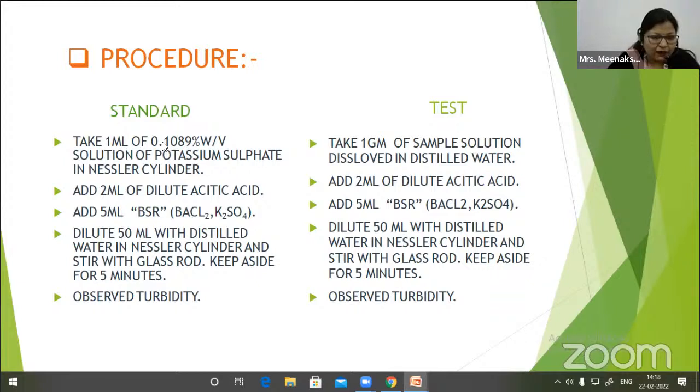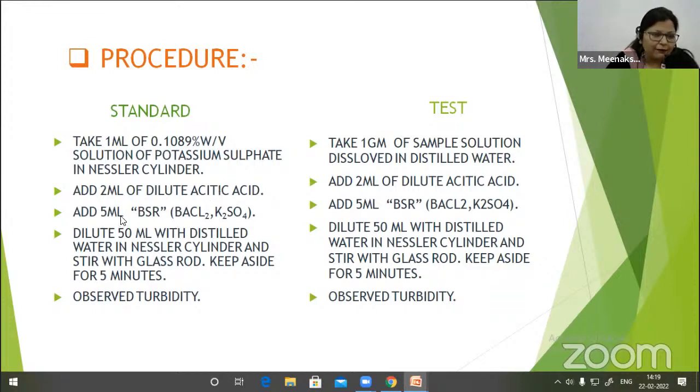The quantity is specific, 0.1089% weight by volume of the potassium sulfate, and that is taken in the Nestle cylinder. Then to this we are adding 2 ml of dilute acetic acid, or nitric acid can also be added. Sorry, sulfuric acid can also be added. They both give us the solution acidic.